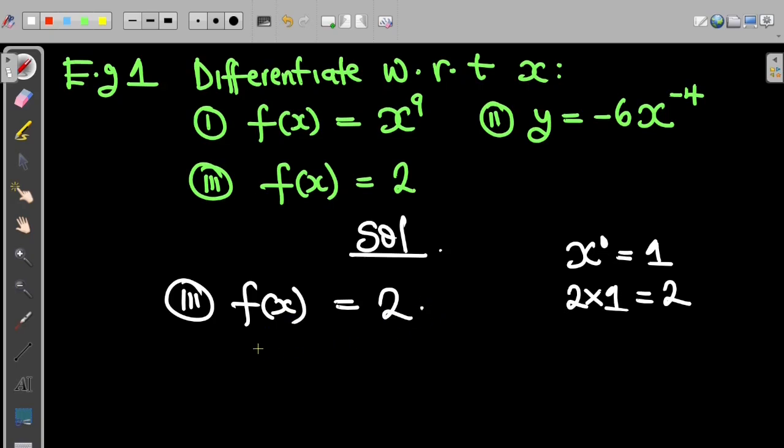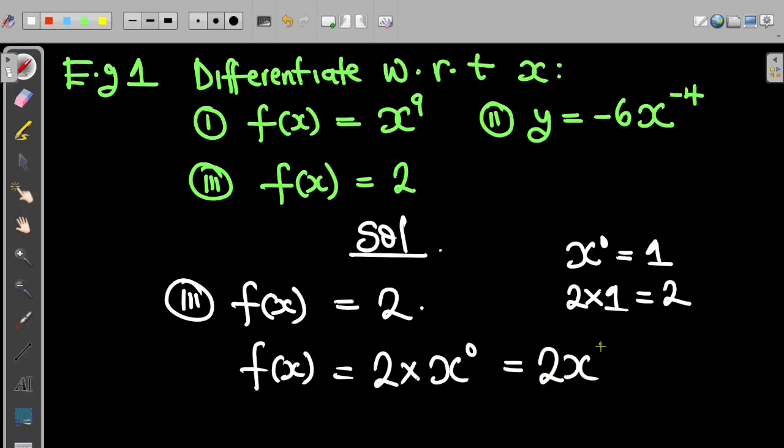So therefore, we have f of x equal to 2 times x to the power of 0. Now, recall that x to the power of 0 is 1. So therefore, 2 times x to the power of 0 is 2 times 1, which is still equal to 2.